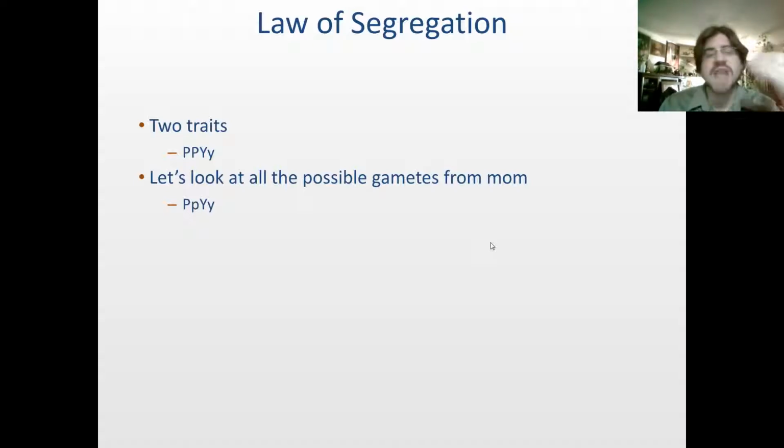Here's mom when she's heterozygous for both flower color and seed color. So now she can get all 4 possible combinations. Dominant allele for flower color, dominant allele for seed color, so purple, yellow. Dominant allele for flower color, recessive allele for seed color, purple, green. Recessive allele for flower color, dominant allele for seed color, white, yellow. And then recessive allele for flower color, recessive allele for seed color, white, green.